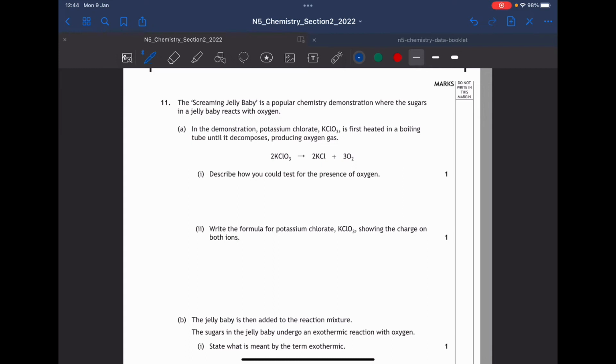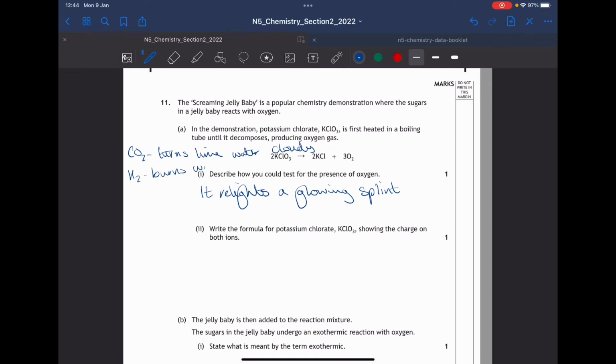So the test for oxygen is that it relights a glowing splint. Okay, just in case you're not sure of the other ones. For carbon dioxide, that turns lime water cloudy. And hydrogen burns with a pop. Okay, so again, these are things you can put on flashcards.